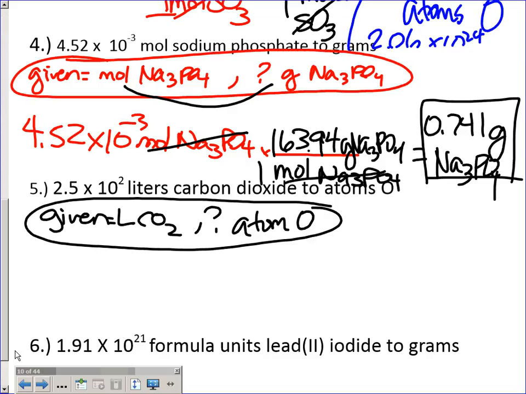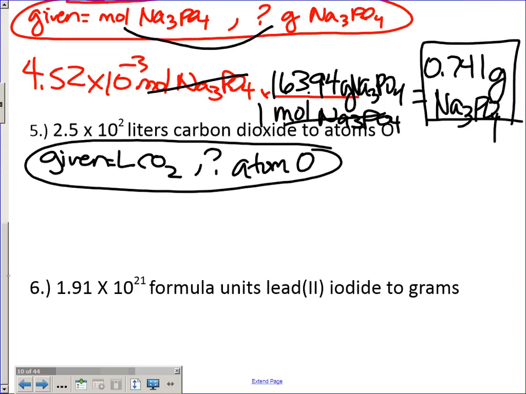So what would you be comfortable doing first? If we have liters, what would be an easy conversion for us? Convert it to moles. This is your guideline, your roadmap. You have liters, you're here in volume. You only have one connection, and it's to mole. There's no conversion between volume and mass or volume and number. It's volume and moles. So let's go ahead and do that first.